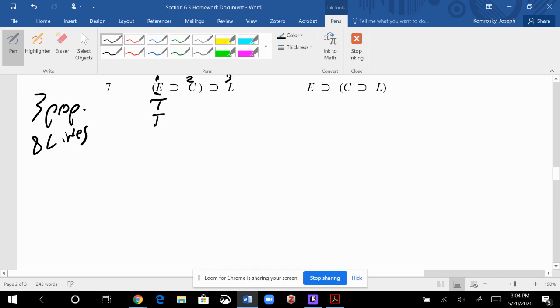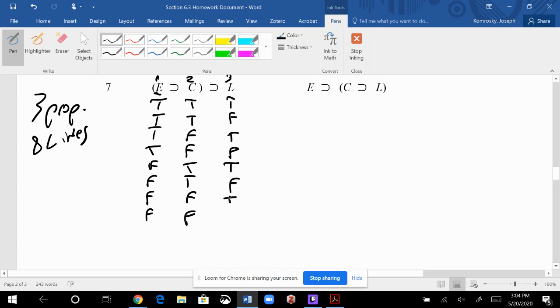Ready? There we go. Okay, so we'll do the same thing for the other side.